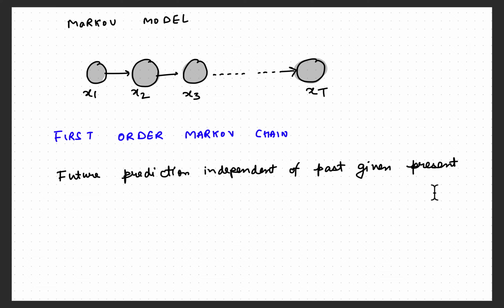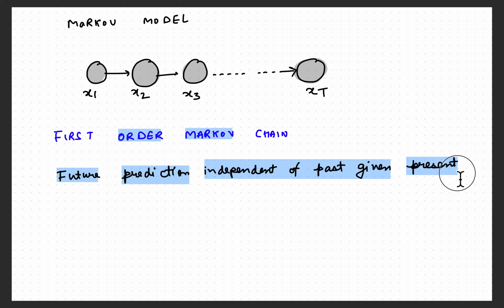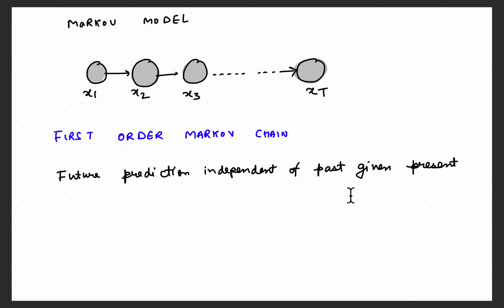Before going forward, let me introduce another technical term here. It's called the first order Markov chain. Now, the first order Markov chain is exactly what has been depicted at the top, where there is an edge from x1 to x2 and an edge from x2 to x3, and so on and so forth. The technical definition of the first order Markov chain is that the future prediction is independent of the past given the present. So let me repeat again. The future is independent of the past given the present.